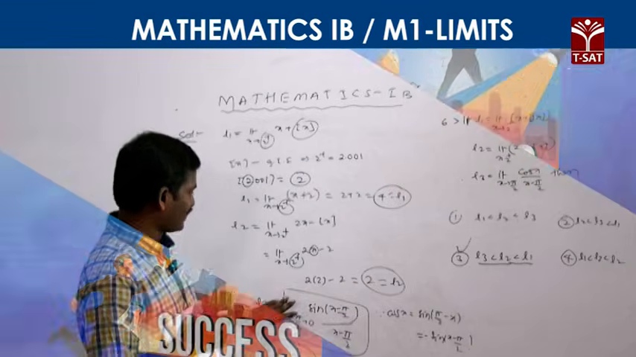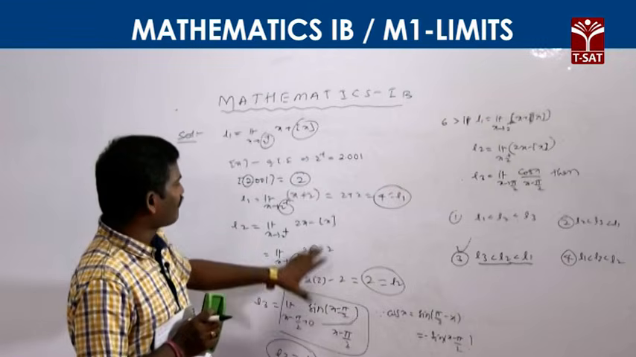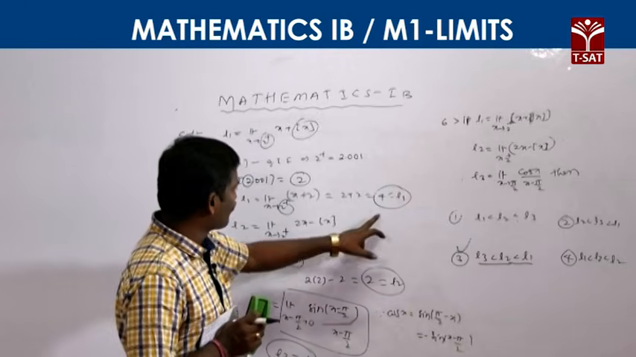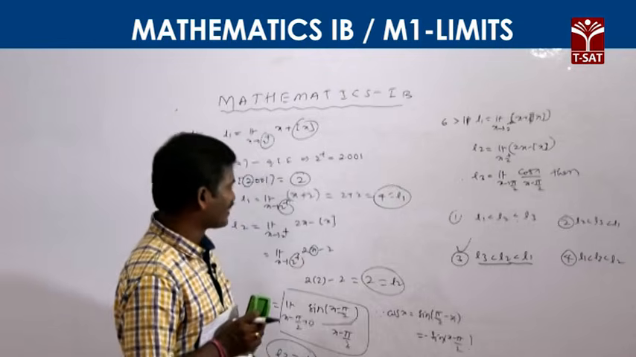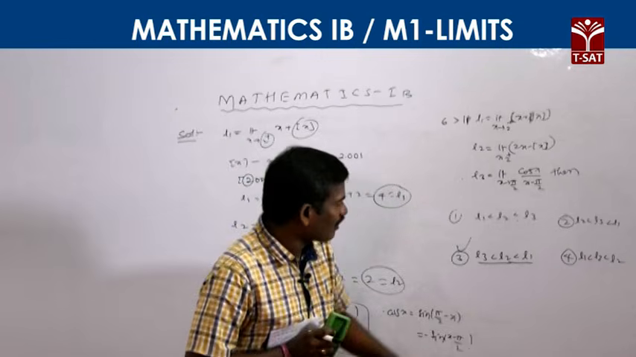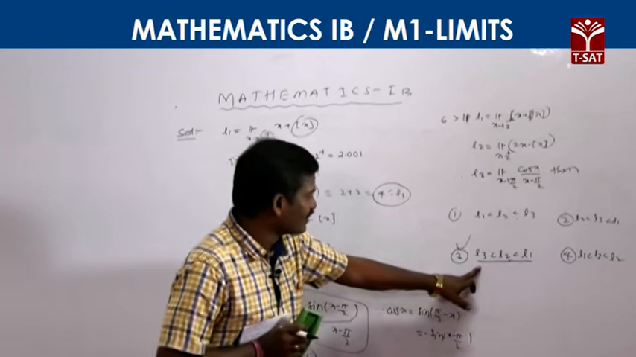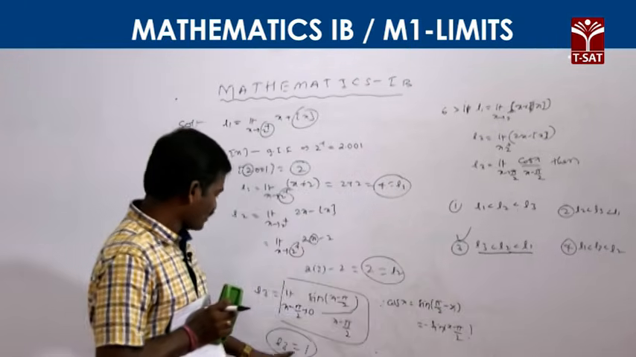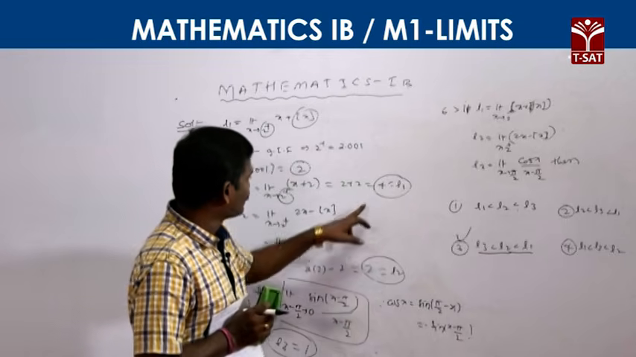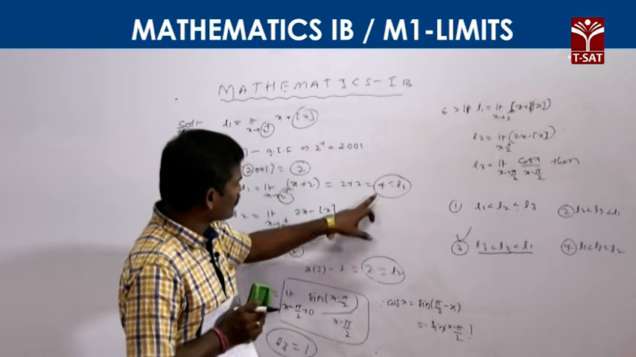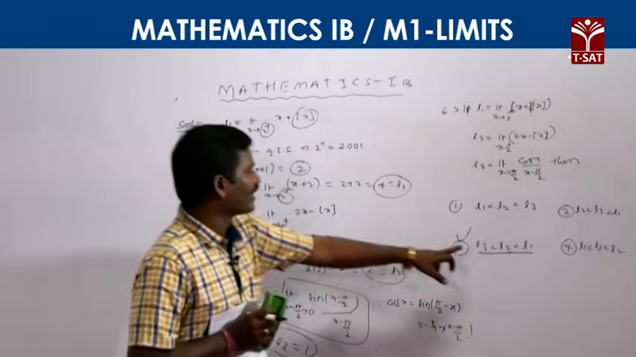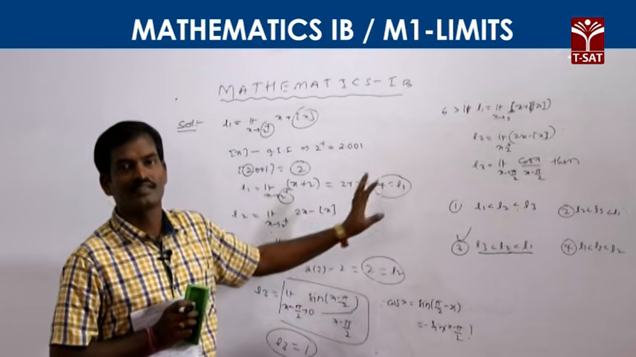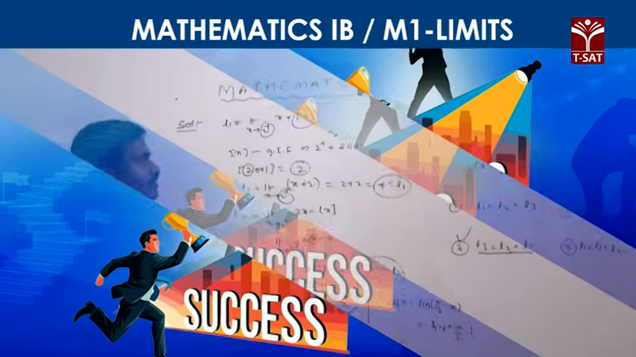L1, L2, L3 we got. After that we need to verify the options. Which one is the smallest number among these three? L3 is the least one. Among all four options, verify that L3 is the least value. One more case, L2 also verify. L2 is 2. L1 is 4, so it is greater. So L1 is the greatest value. So this third option will satisfy this question. Okay, the third one is the correct option for that question.